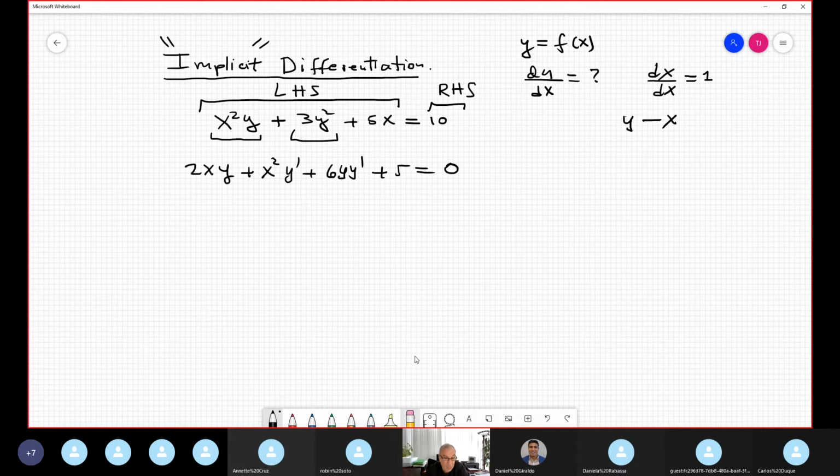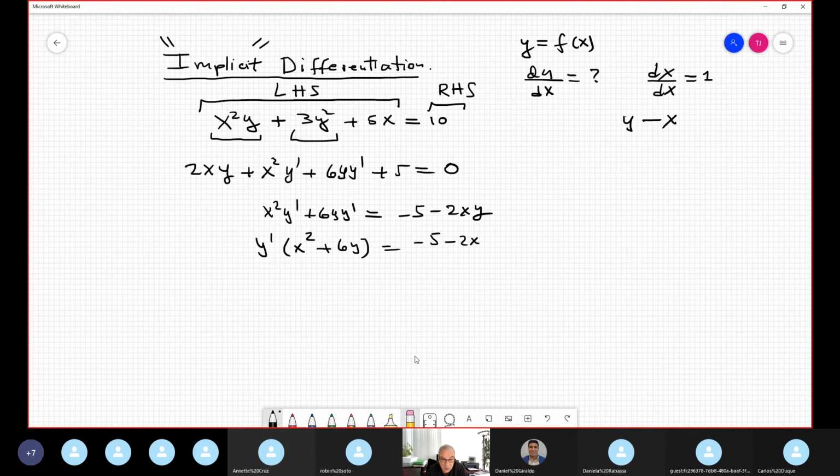Okay, so what should I do? Well, isolate the y prime. Easy. I move everything to the left. So we have x squared y prime plus 6y prime is equal to minus 5 minus 2xy. I factor out y prime: x squared plus 6y equals negative 5 minus 2xy. Finally, y prime is negative 5 minus 2xy divided by x squared plus 6y. This is Cal 1. I finish. End of the story.